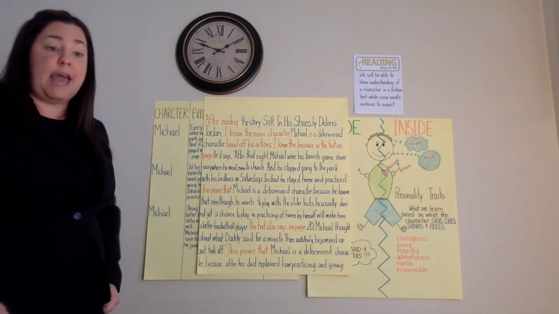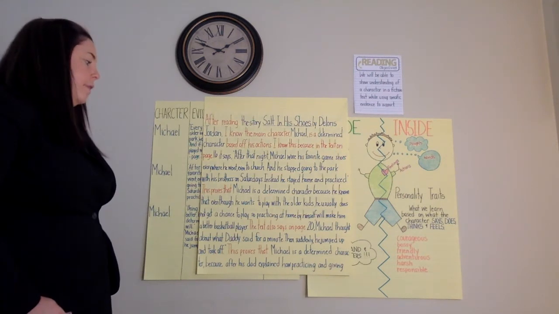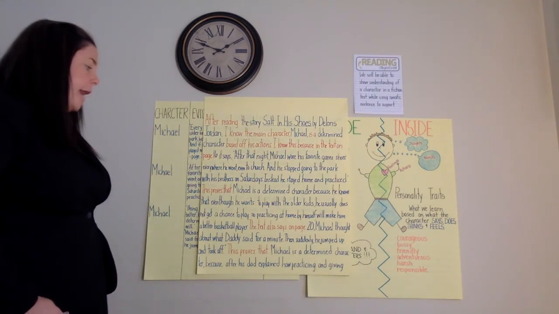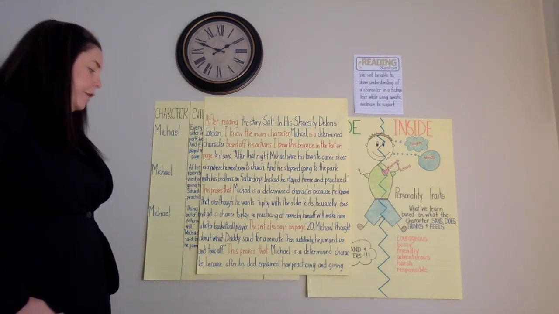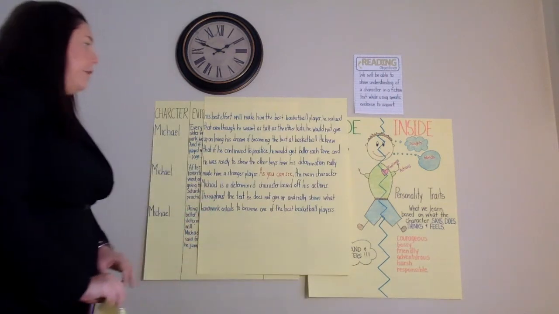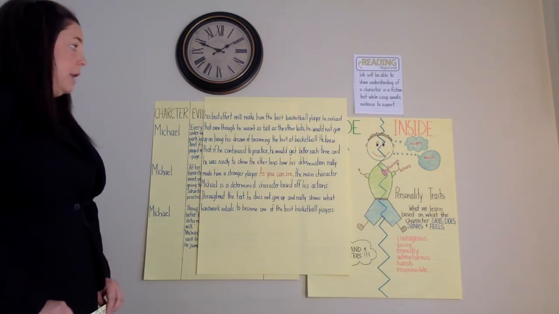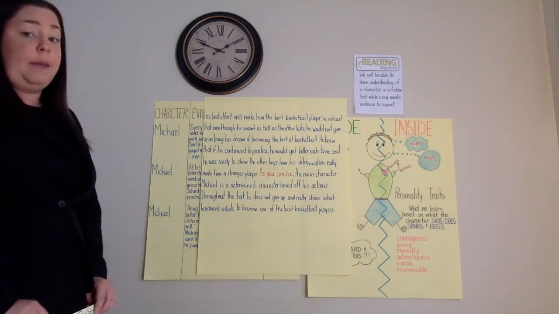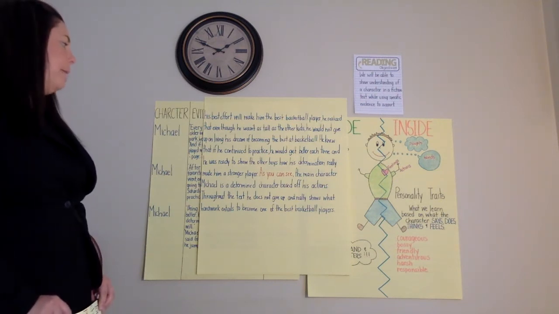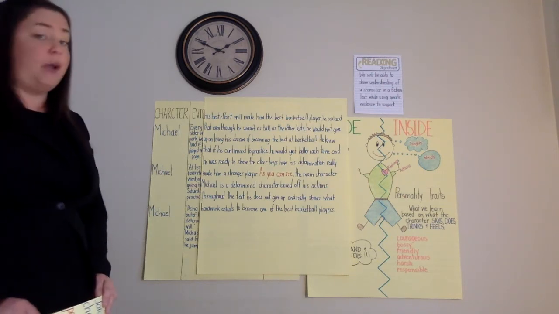The text also says, here we go for my second, on page 20, Michael thought about what Daddy had said for a minute. Then suddenly he jumped up and took off. Here's my elaboration. This proves that Michael is a determined character because after his dad explained how practicing and giving his best effort will make him the best basketball player, he realized that even though he wasn't as tall as the other kids, he would not give up on living his dream of becoming the best basketball player. He knew that if he continued to practice, he would get better each time, and he was ready to show the other boys how his determination really made him a stronger player.